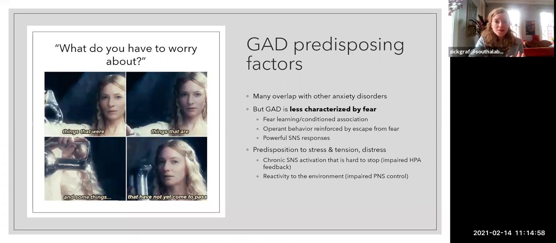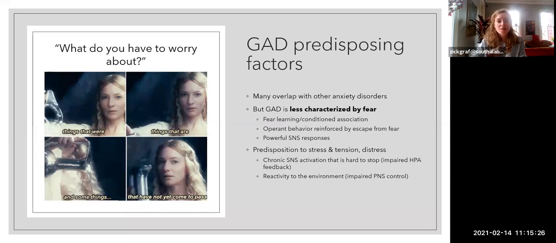So we've alluded to GAD-specific predisposing factors throughout this lecture, but to make it more systematic: GAD is an anxiety disorder, and it does share overlapping predisposing factors with other anxiety disorders. But compared to the other anxiety disorders we've talked about so far, GAD is less characterized by fear and more characterized by chronic low-level distress, anxiety, and tension.